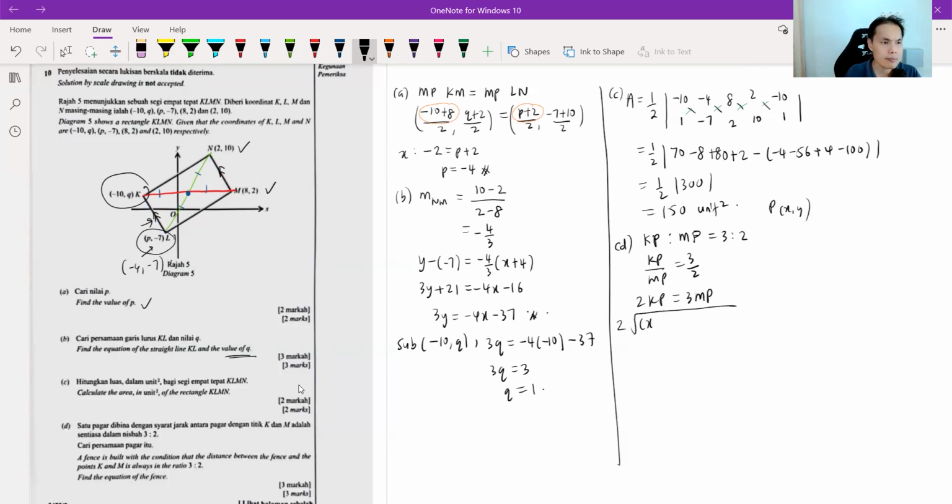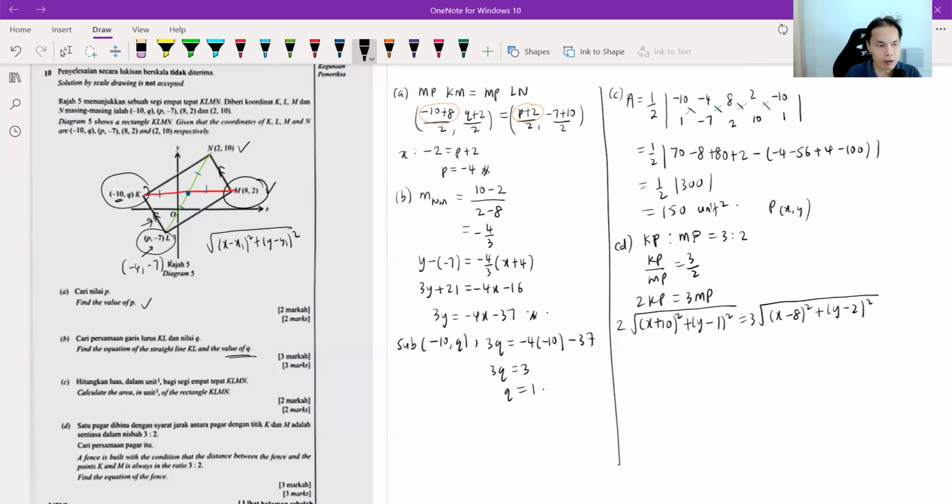Your coordinate point K is minus 10, Q. So minus 10 minus a plus... Remember, I'm using the formula for distance. If you can't remember, distance goes like this: x minus x1 squared, y minus y1 squared. Your x1 is minus 10, so x plus 10, and then your y1 is Q. Q is 1, so y minus 1 squared. This is 3 with the square root. X minus your M is 8, you square it, and your y is 2. Your M here is 8, 2.